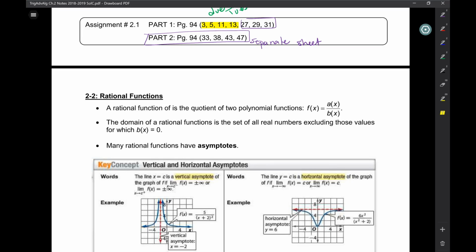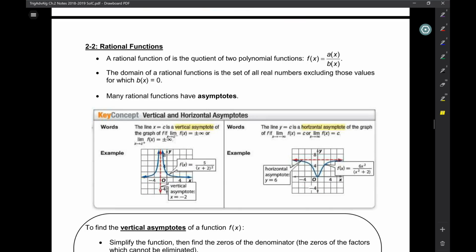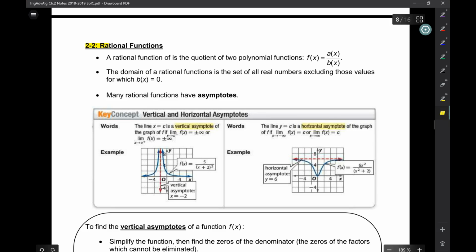So in section 2, we're going to talk about what we call rational functions. Basically, rational functions, the way they're made up is it's a quotient, so you're dividing two polynomial functions. So you have a polynomial function on top, and then you have a polynomial function on the bottom. Basically, the big idea is that with rational functions, you're going to have a variable on the bottom. Sometimes on top, but definitely on the bottom.